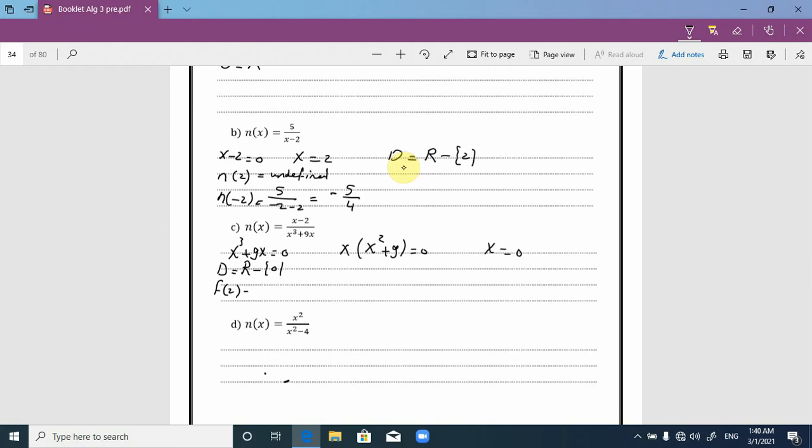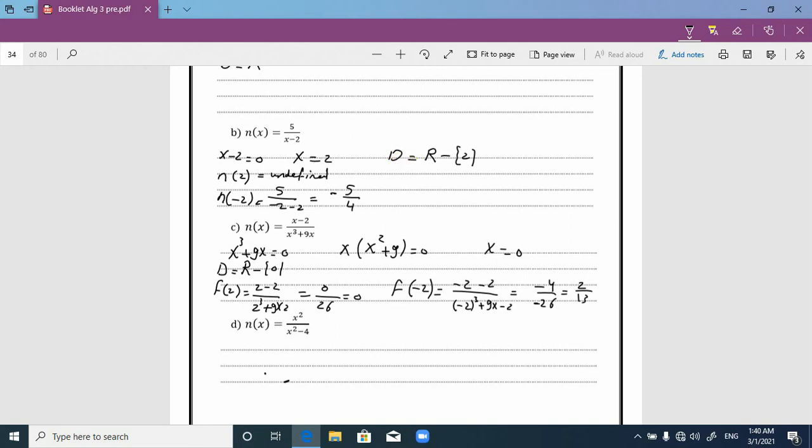f of 2 equals 2 minus 2 over 2 power 3 plus 9 times 2, equals 0 over 8 plus 18, equals 0 over 26, equals 0. And f of negative 2 equals negative 2 minus 2 over negative 2 power 3 plus 9 times negative 2, equals negative 4 over negative 8 plus negative 18, equals negative 4 over negative 26. In the simplest form, equals 2 over 13.